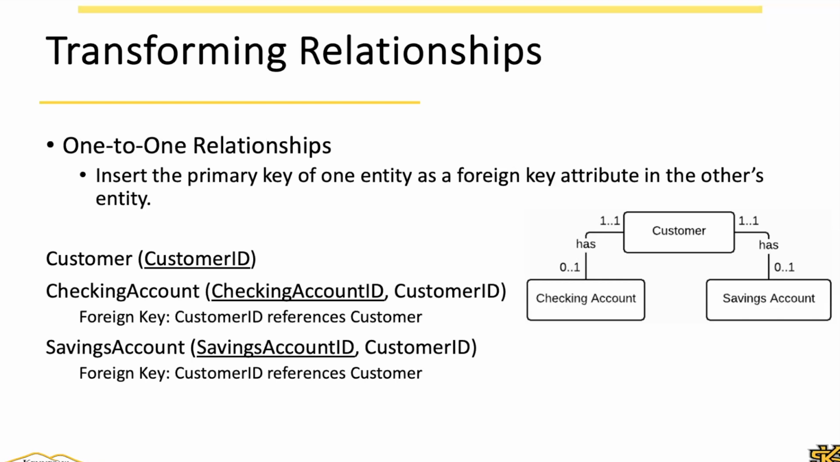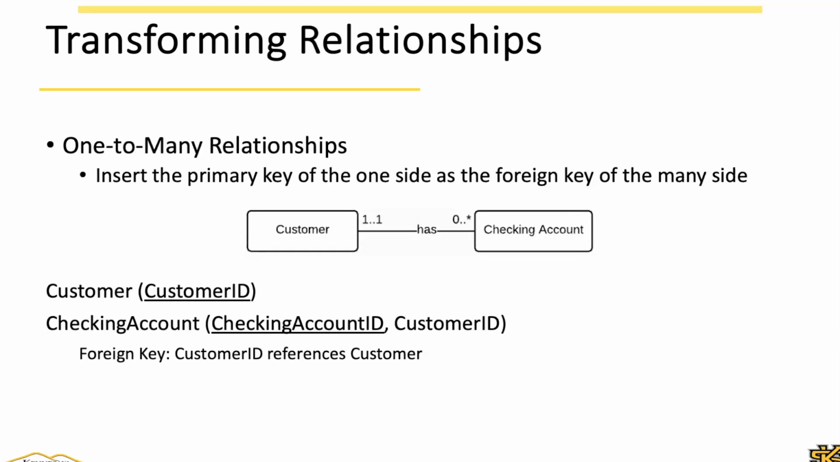And the last one, saving account table. Similarly, the saving account table will have saving account ID as the primary key, so customer ID as the foreign key to relate the account to the customer. This approach ensures that each checking or saving account is linked to exactly one customer, maintaining the one-to-one relationship.